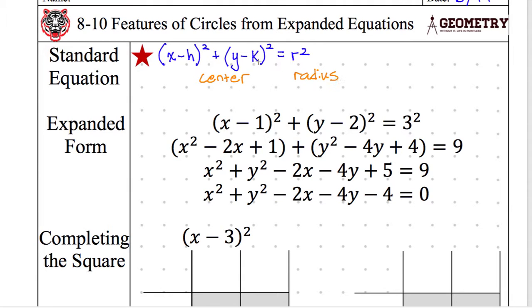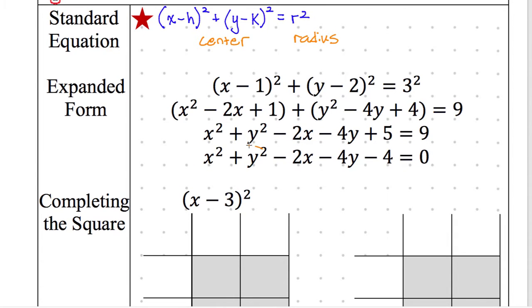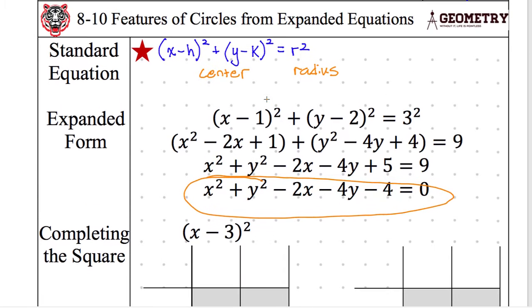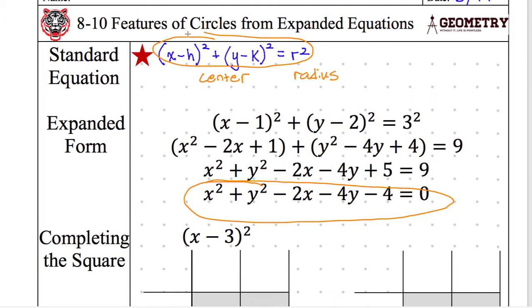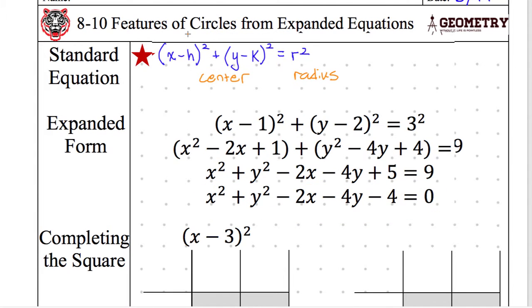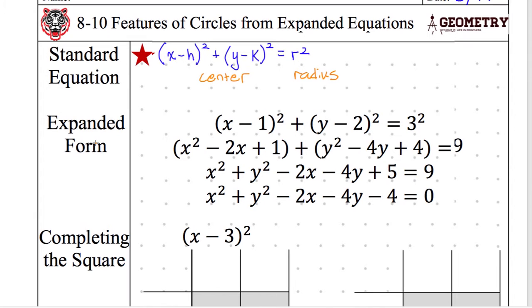We need to somehow get to this equation that you have now got some experience with. Some people have mastered it, some people are still working with it. We need to get something that looks like this and turn it into something that looks like this. That is all of today's lesson. If you can graph a circle, or if you can at least know what the center and the radius is from the expanded form, then you are ready for today's lesson.